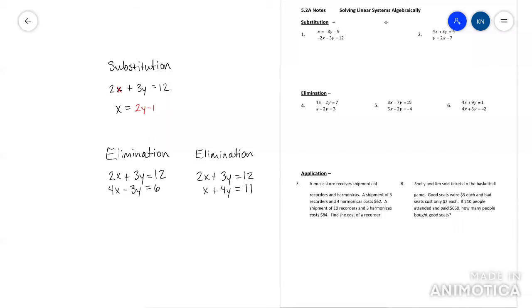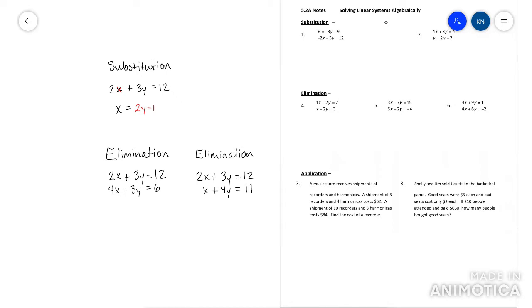This video is going to go over 5.2a, which is solving systems. Basically, a system is two lines, and you're finding out where those lines intersect. So just keep that in mind as you solve all these. You're just finding the intersection of two lines.